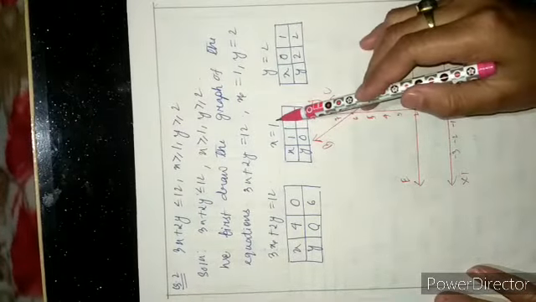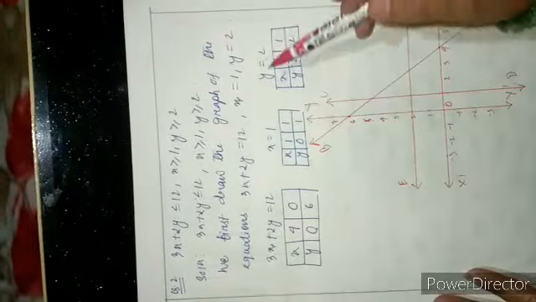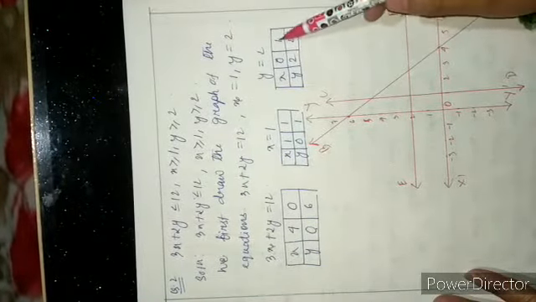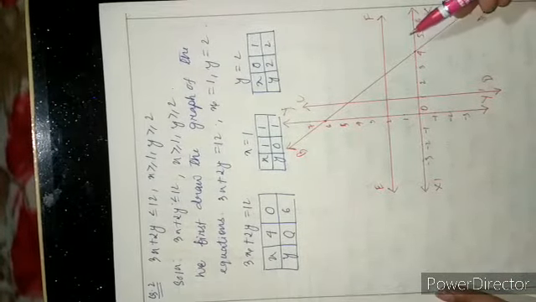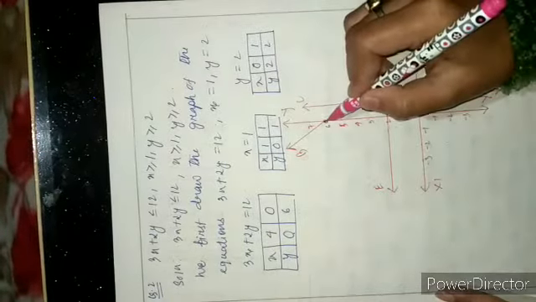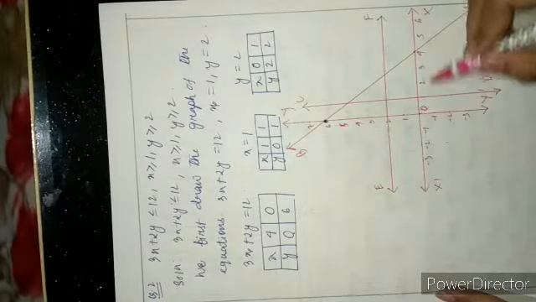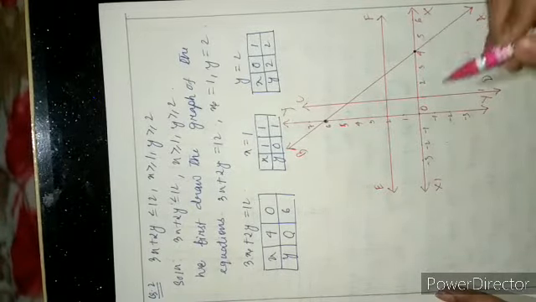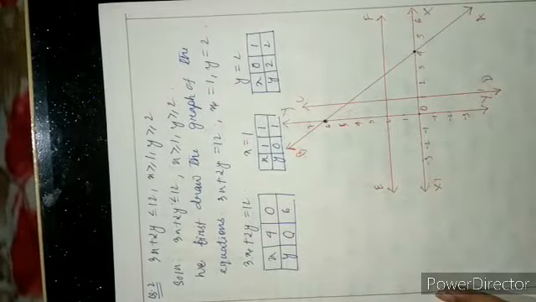Second equation, x is equal to 1. Constant for any values of y, the x is 1. Y is equal to 2. For any values of x, the y is 2. Now plot equation 1. When x is equal to 0, y is equal to 6. When x is equal to 4, y is 0. By joining these two points, we get a straight line AB.